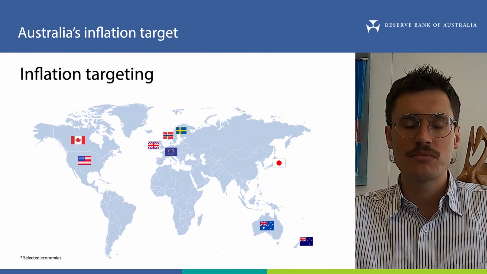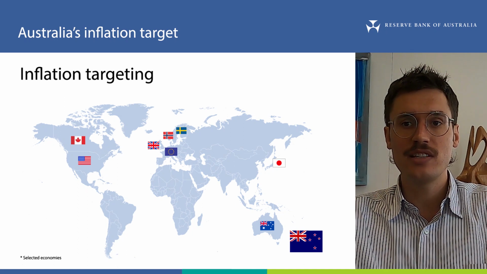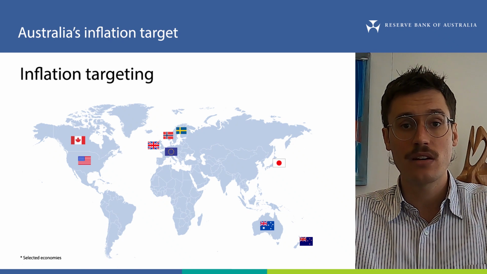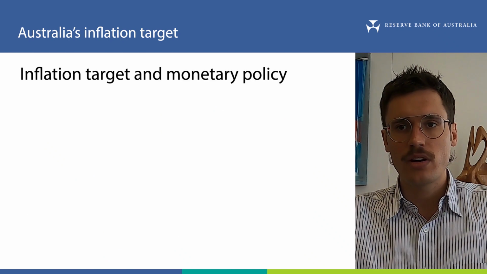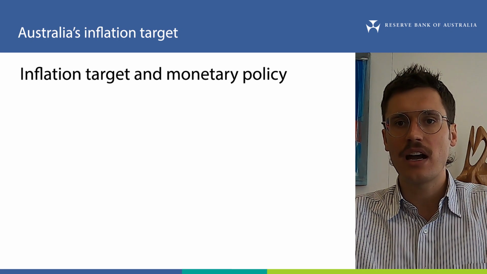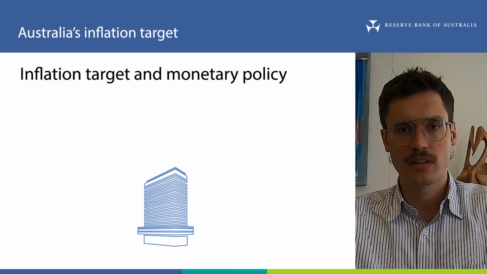Other countries have chosen slightly different inflation targets, and that's okay. For example, in New Zealand, the inflation target is between 1 and 3%. So how does the inflation target work? That is, how does it guide the decisions of the Reserve Bank Board when it sets monetary policy?